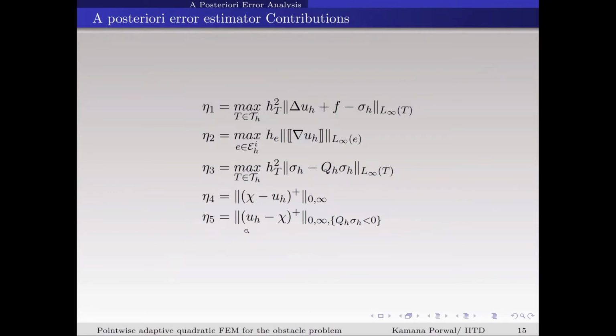And eta 4 and eta 5 are arising because of the inconsistency of the obstacle at the continuous and the discrete level. That is, we don't have chi equal to chi h.